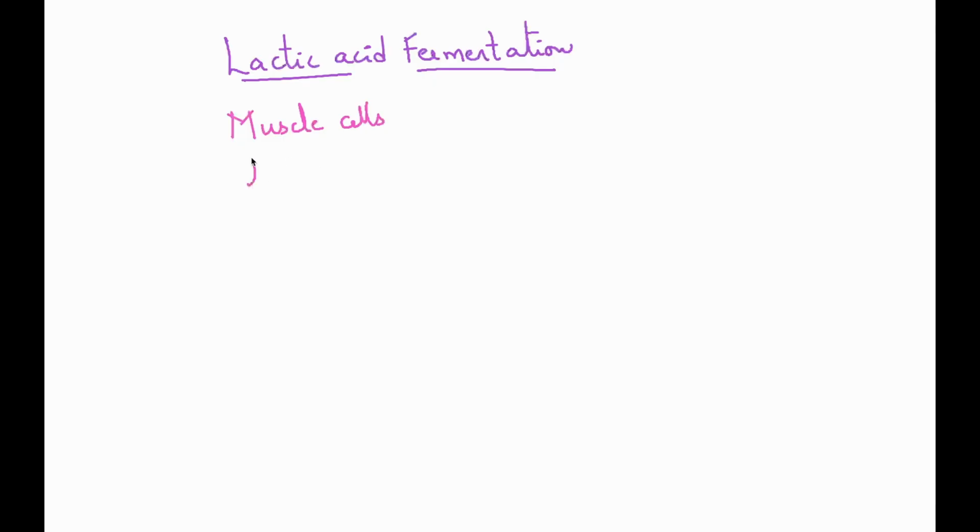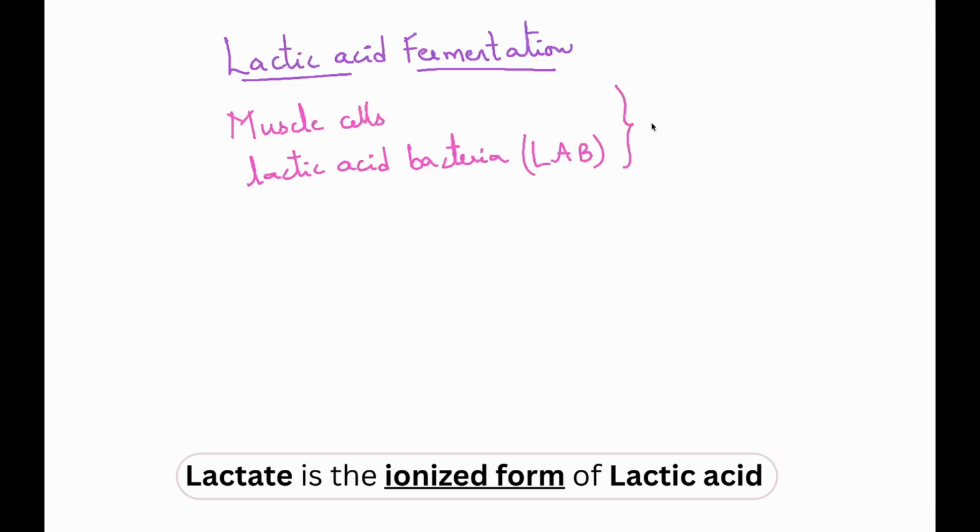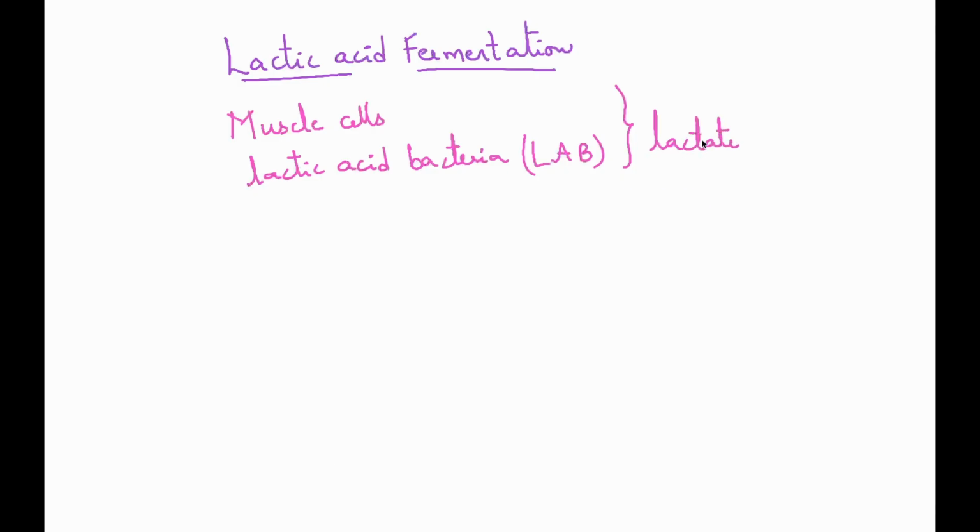The other form of fermentation is called lactic acid fermentation. The muscle cells in the human body and bacteria, namely lactic acid bacteria, which is also known as LAB, predominantly use this mode of fermentation to produce lactate. Similar to alcohol fermentation, this also takes place in 2 steps, starting with glycolysis. So in glycolysis, glucose gets broken down into pyruvate. So let's start with pyruvate.